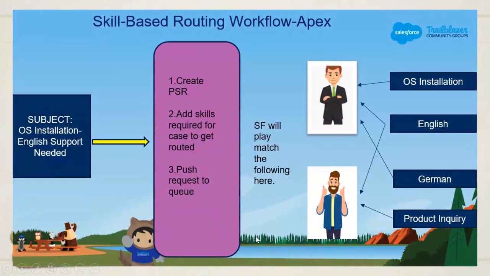Skill-based routing can be done in 2 ways. First is Apex, the old school version, and the new school version is the flow version, where you do not need any code.